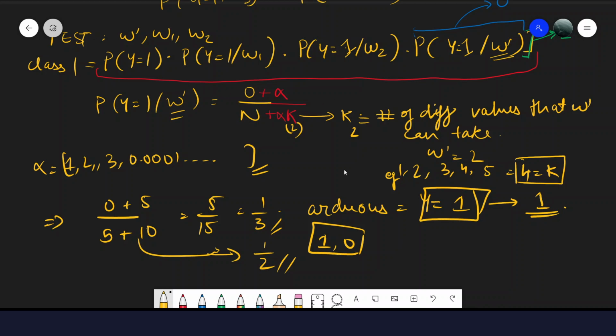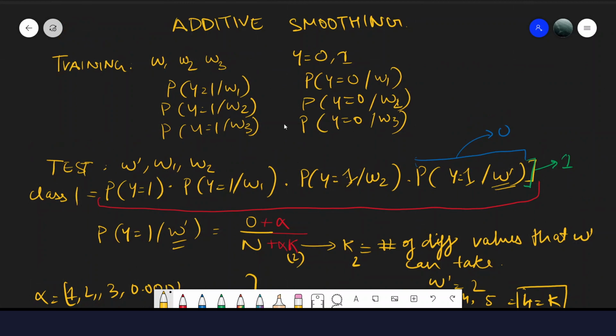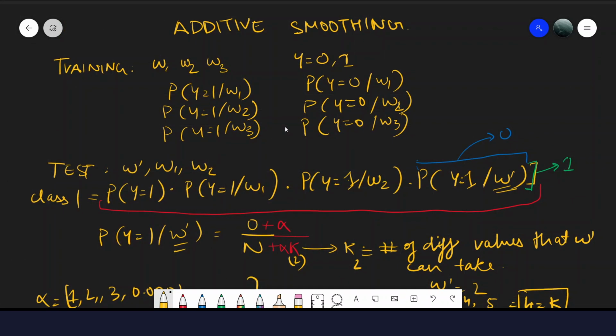So this is what I wanted to explain about additive smoothing. It's a very important concept, and it's used in a lot of classifiers with different names. It's called additive smoothing in naive Bayes. It's called something else in some other classifier.